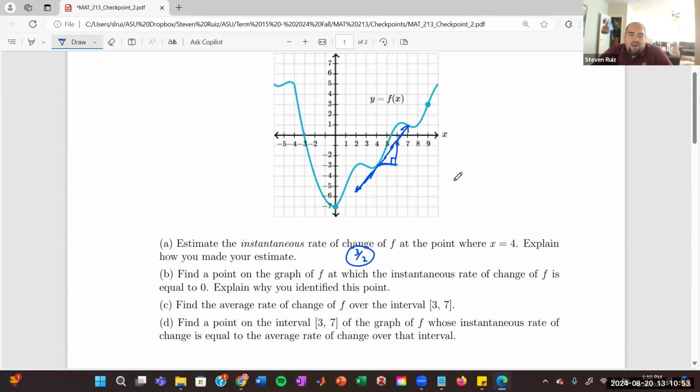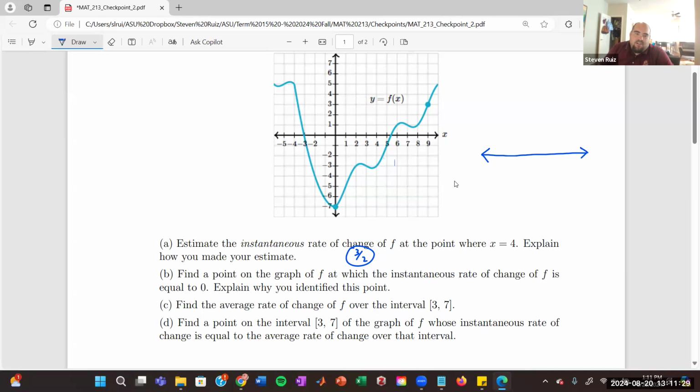Part B, find a point on the graph at which the instantaneous rate of change is equal to 0. So let's erase this annotation here. What does it mean for an instantaneous rate of change to be 0? Well, graphically, let's think about a rate of change as a slope. So I would like to find where the slope at a single point is equal to 0. What does it mean if a slope is 0? A slope of 0 is going to be like a horizontal line like that. So basically, I'm looking for places where the tangent line is going to be horizontal.